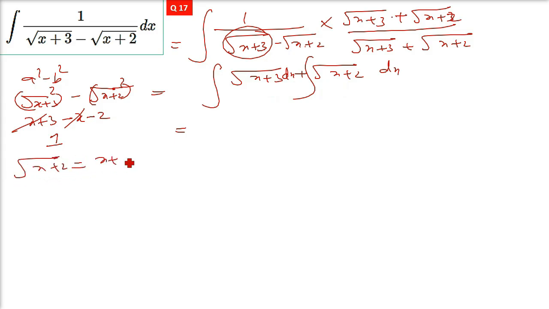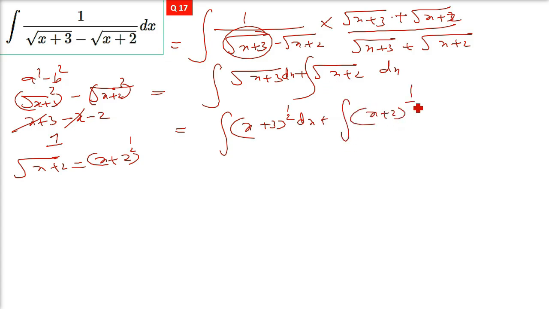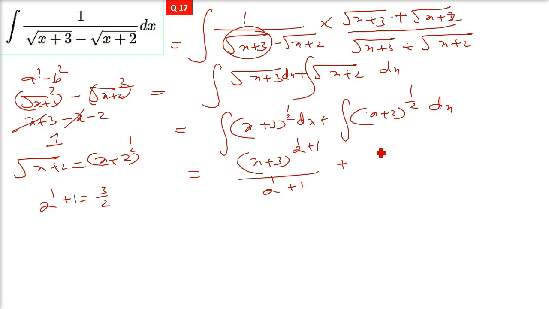Under root x plus 2 is x plus 2 to the power half, and under root x plus 3 is also x plus 3 to the power half. So what do you get? X plus 3 to the power half, x plus 2 to the power half, with dx. And this goes x plus 3 to the power half plus 1 divided by half plus 1. X plus 2 to the power half plus 1 divided by half plus 1. What is half plus 1? It's 3 by 2. Half plus 1 is simply 3 by 2. Here also x plus 2 to the power 3 by 2 divided by 3 by 2. Half plus 1 is 3 by 2 only, with the constant of integration.